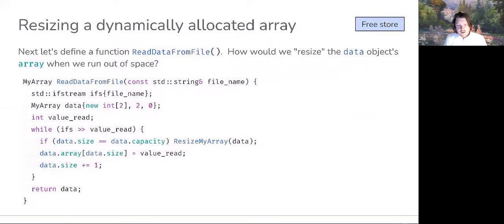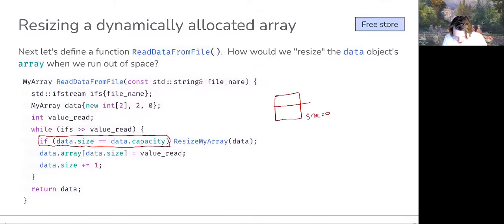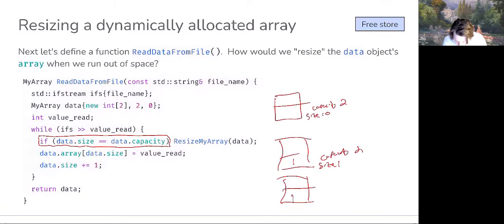So the only update we've done here is that on a successful read, we're going to check to see whether or not the data size is equal to the capacity. So how this might start out, let's say we're reading from the file, and this is the initial array, values undefined. Size is 0, capacity is 2. So let's say we read in one value, it's 1, size becomes 1, capacity is 2. Let's say we read in another value.